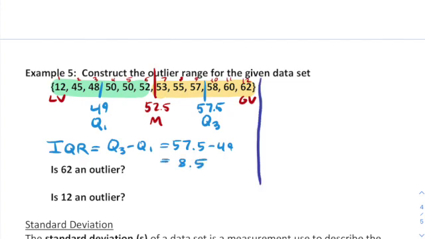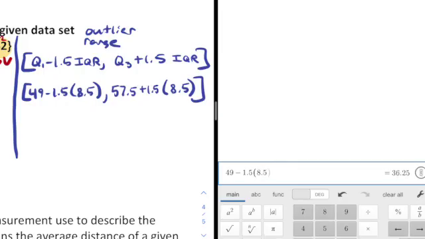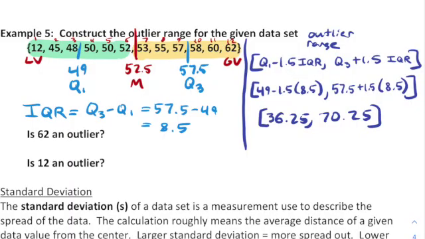Now for the outlier range. I'm going to start by just writing out my formula, and then I'll plug in the things I know. So I've plugged in my Q1 and Q3 and my IQR. I can simplify this using my calculator to see that the first number is going to be 36.25 and my second number is going to be 70.25. Now that I have this range, I know that any number smaller than the first number or larger than the second number would be considered an outlier. Since 62 falls between these two numbers, it is not an outlier. And since 12 is smaller than the first number, it is an outlier.